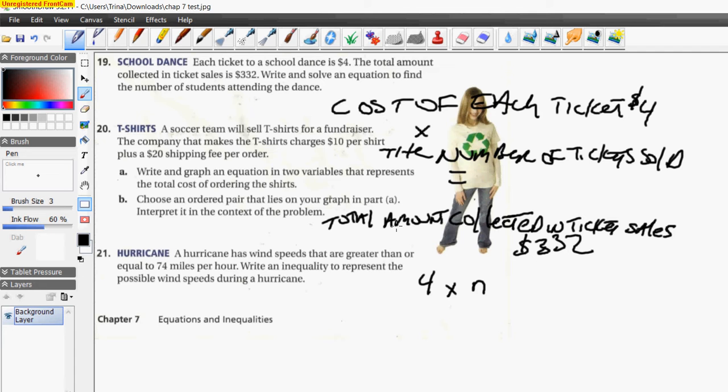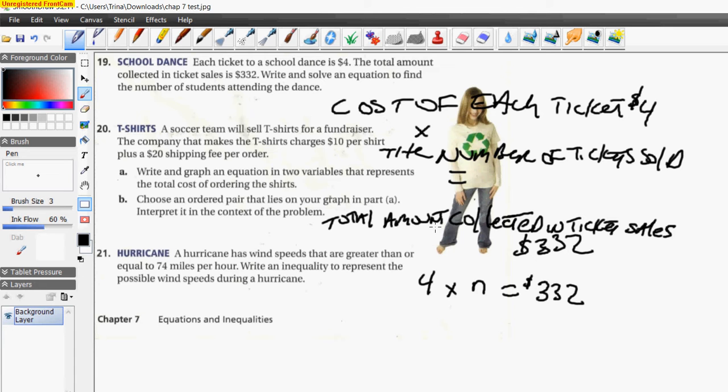All right? Now we're going to say equal. Equal what? You got it. A total amount of tickets collected. And that's going to be what? You got it. You said it right. $332. We don't have to put the dollar sign right there. I don't want to confuse anybody. All you need to do is put the number down, which is 332.